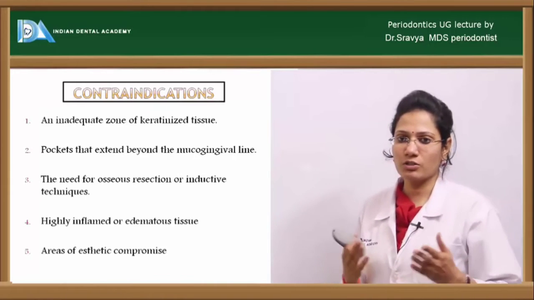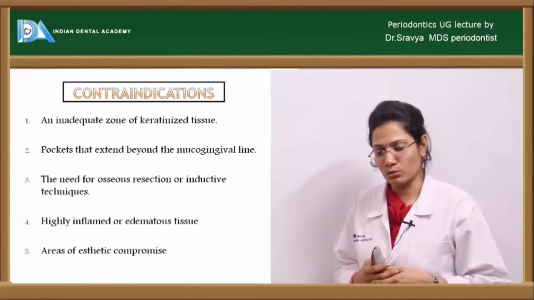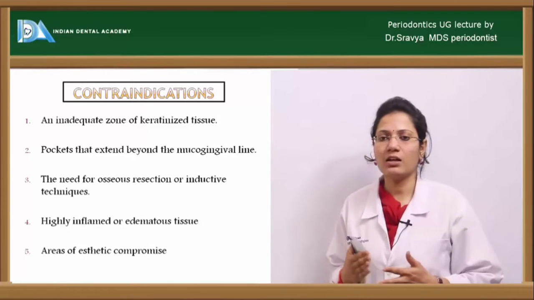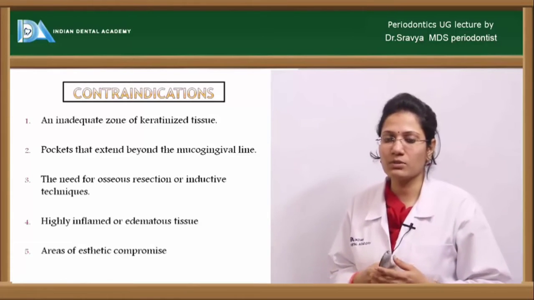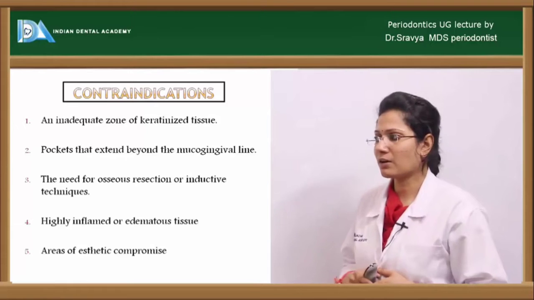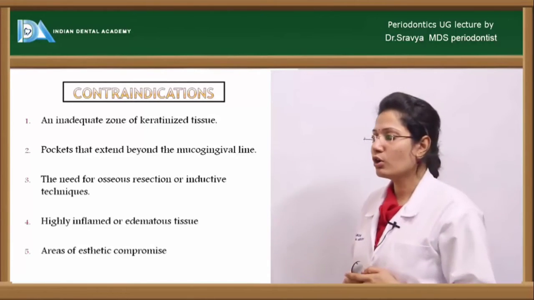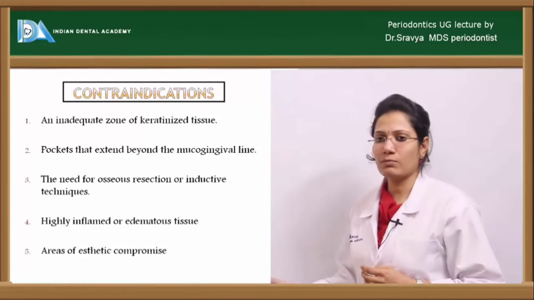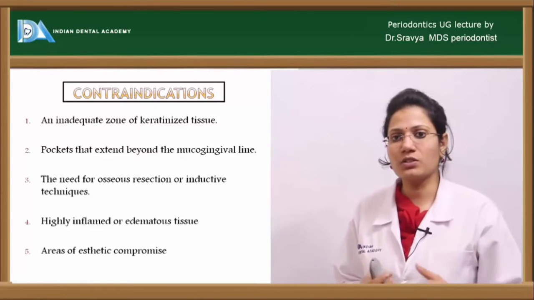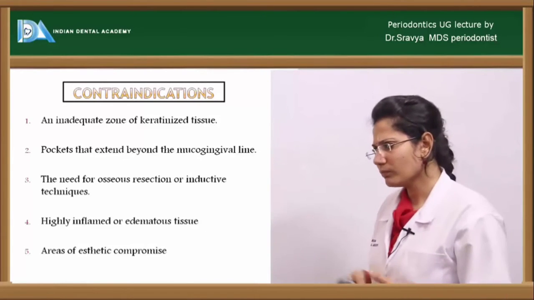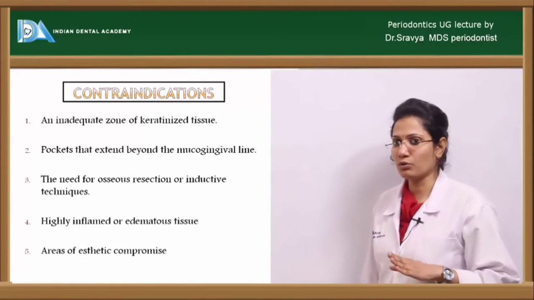What are the contraindications? When you don't have an adequate zone of attached gingiva or keratinized gingiva, you don't attempt a gingivectomy procedure. And in infrabony defects wherein you have a vertical pattern of bone loss, again you don't attempt gingivectomy. Apart from that, if you have pockets extending beyond your mucogingival line, then don't do gingivectomy. If the tissue is highly inflamed or edematous, first control the inflammation and then reevaluate the status. If fibrotic content is still left of the gingival enlargement, then you can go about resecting it. If not, don't attempt gingivectomy.